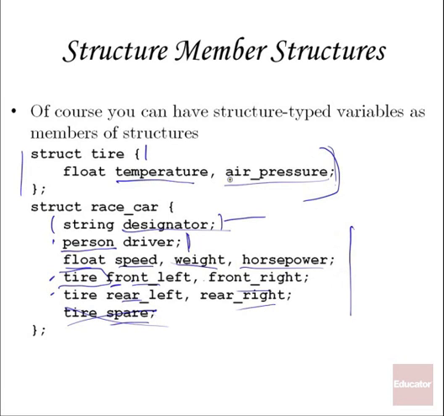And of course, you could have all sorts of other variables. You might have the dimensions, int radius, maybe it's a 15-inch tire, what have you. So whatever data is required for this simulation of race cars, you've got the tire, and that structure is included in a larger structure.